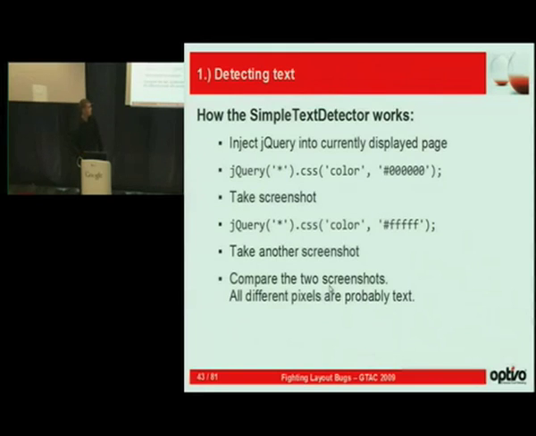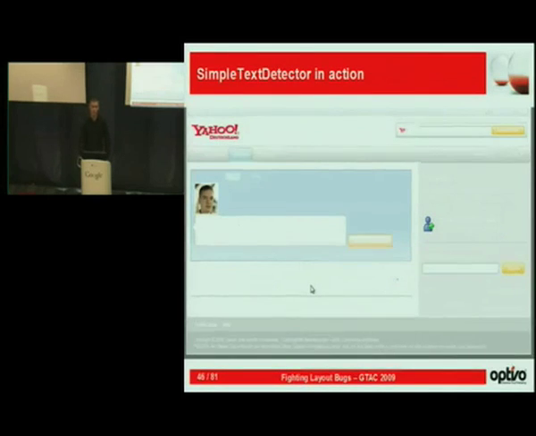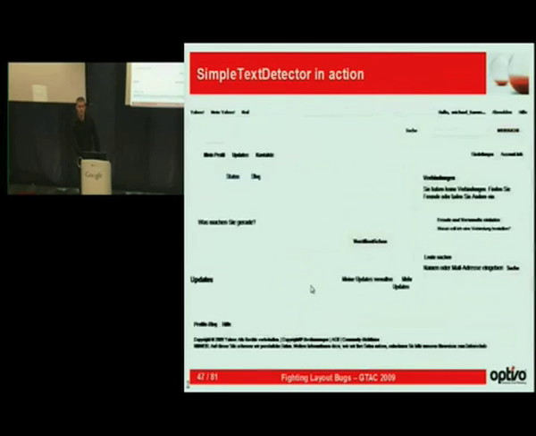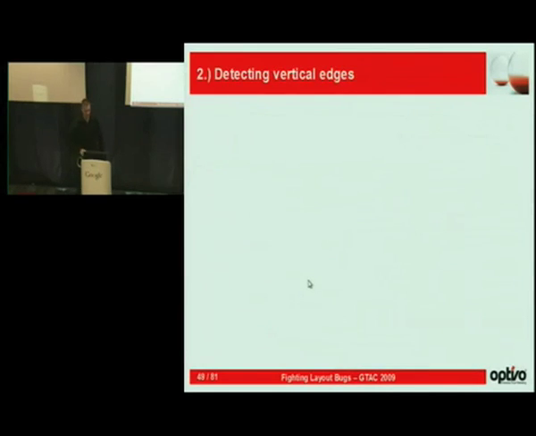Now let's see how this works in practice. This is a page I want to analyze. The first thing I do is make all the text black, there. Then I make all the text white, and here's the difference. Wow, really, this is all the text pixels. For the purpose of illustration, I put the original page in the background, fade it out. Yeah. Oh, it seems to work. First problem solved. Next one, detecting vertical edges.